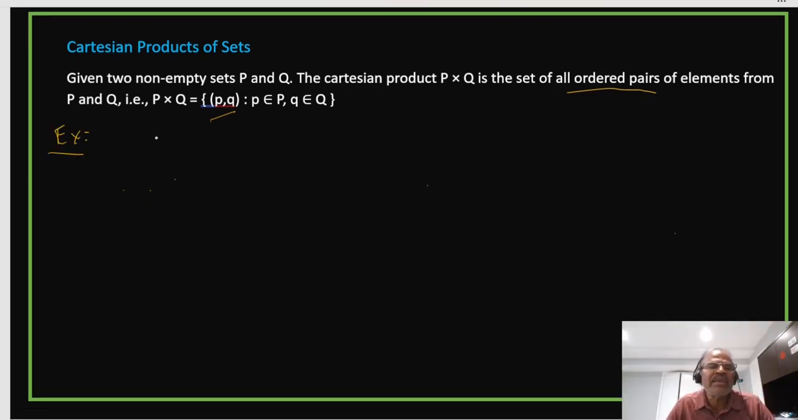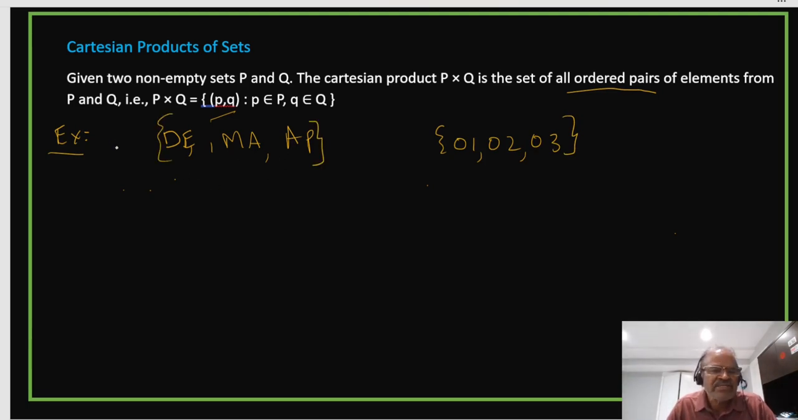Next, I will give you another example. See, we are making some license plates for different states. The states are Delhi, Madhya Pradesh, Andhra Pradesh, like that. And the license plate codes are, you can say, 01, 02, 03. You have to make license plates using these two sets. The first set is, suppose, A, the names of the states, and the second set is the license plate codes.